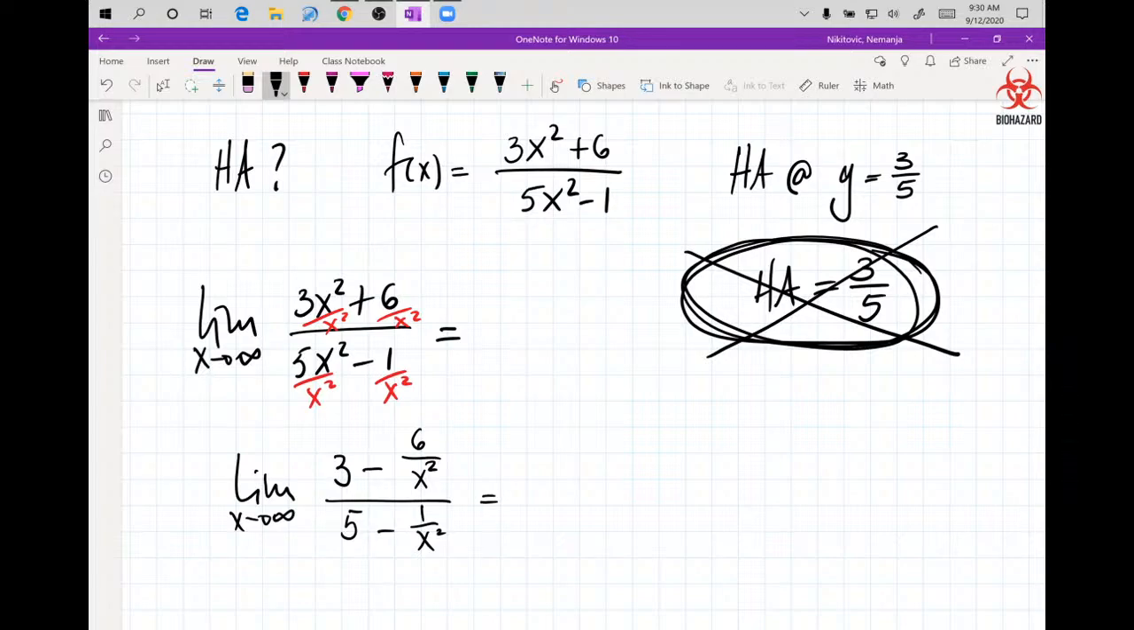And now you know that those properties of limits we learned last time say that you can apply the limit to each one individually. What you find is this creature of 6 divided by infinity and 1 divided by infinity. So how much is 6 divided by infinity?